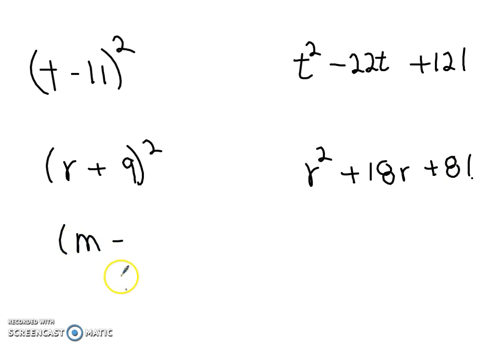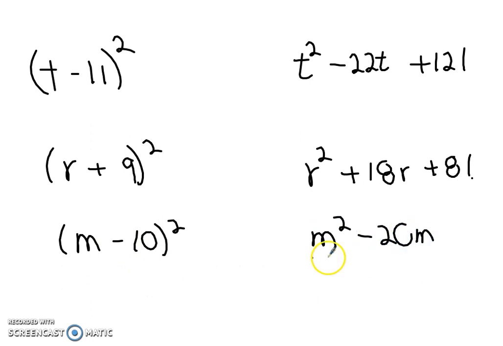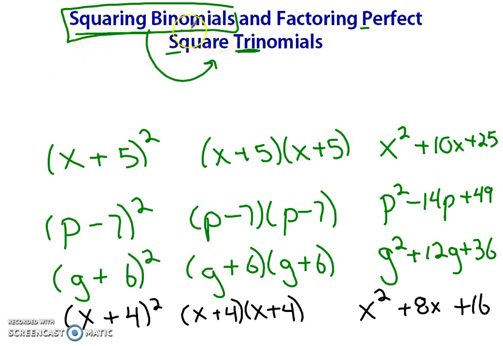M minus, why not, 10. Okay? M squared. Two of these is going to be negative 20m. And this squared is going to be plus 100. And we're done. Okay? Well, we've taken care of one of the skills here. We were planning on learning how to square a binomial, squaring binomials.